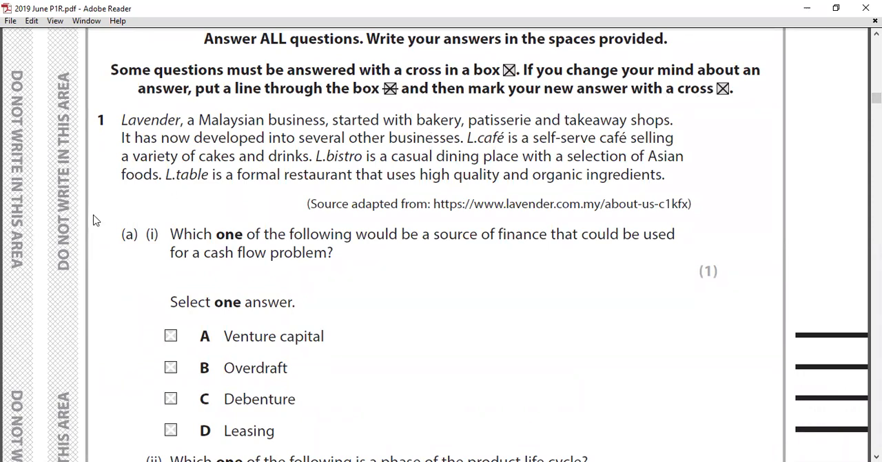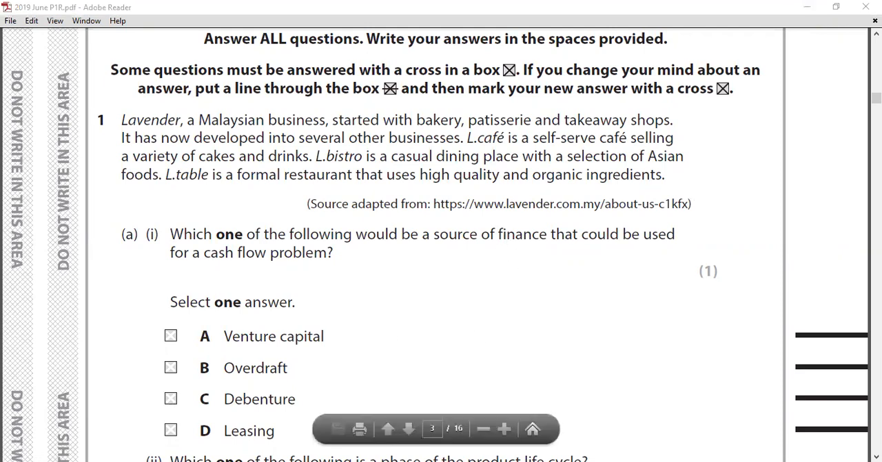You can see the case study is Lavender, a Malaysian business that started as a bakery, pastry and takeaway shops. It has now developed into several other businesses. El Cafe is a self-service cafe selling a variety of cakes and drinks. El Bistro is a casual dining place with a selection of Asian foods, and El Table is a formal restaurant that uses high quality organic ingredients, right? So you can see this Malaysian restaurant chain is a small business, a small restaurant chain.